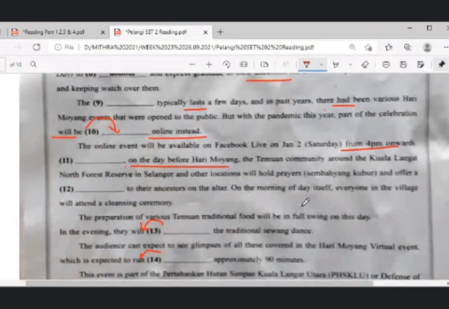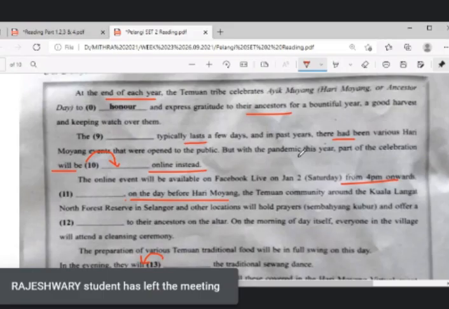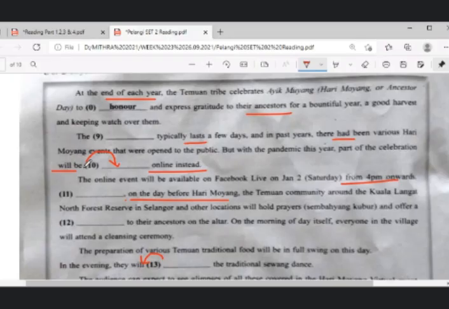Okay, what about number 10? The celebration typically lasts a few days, and in past years, there had been various Moyang events that were opened to the public. In the previous years, it is open to all, anyone can go and see. But with the COVID pandemic this year, part of the celebration will be online instead.